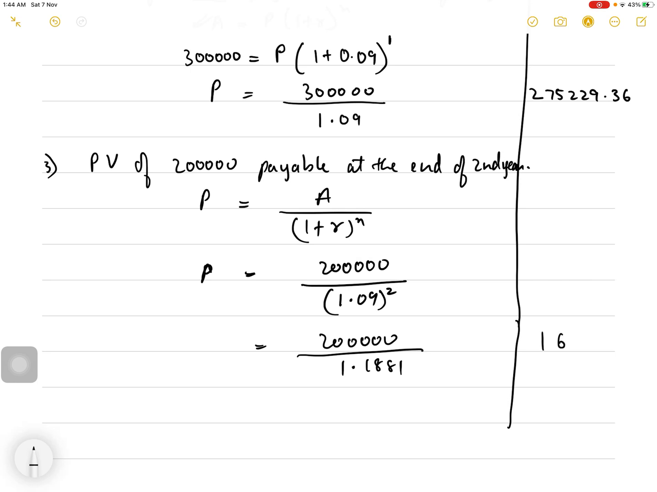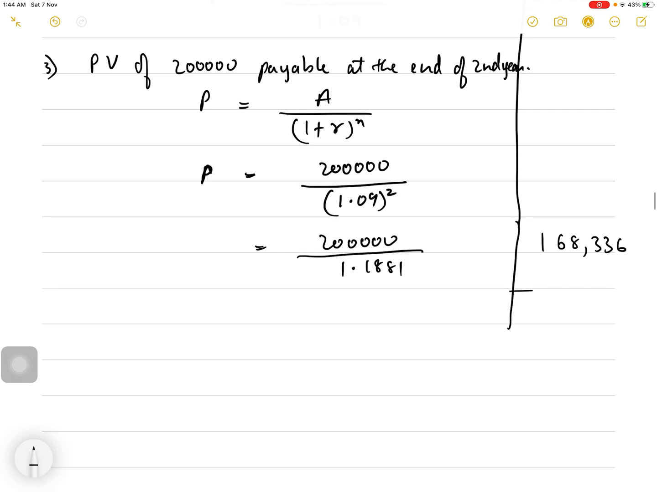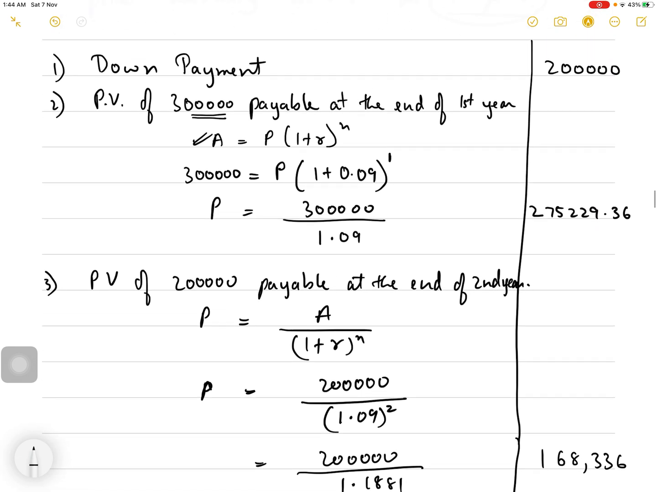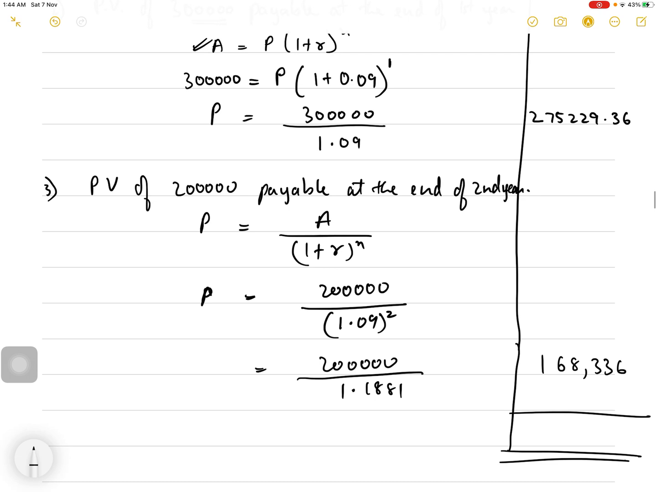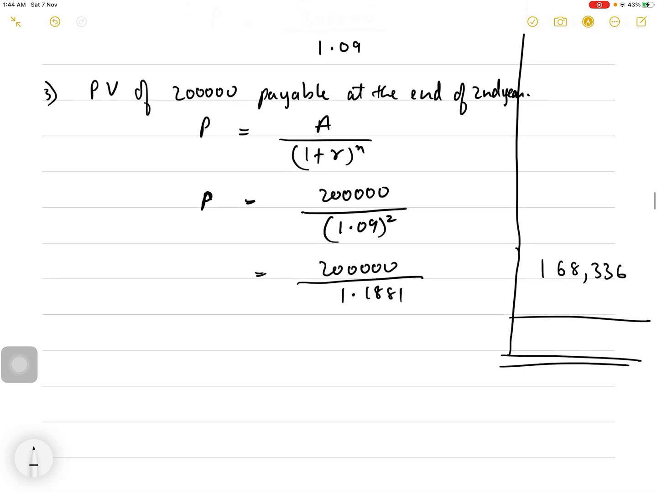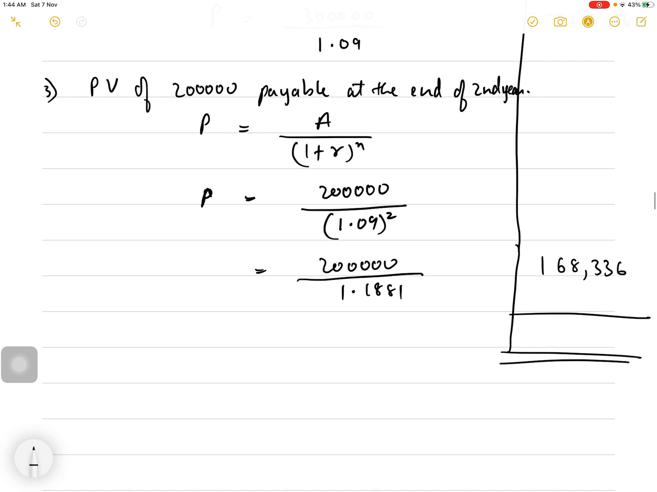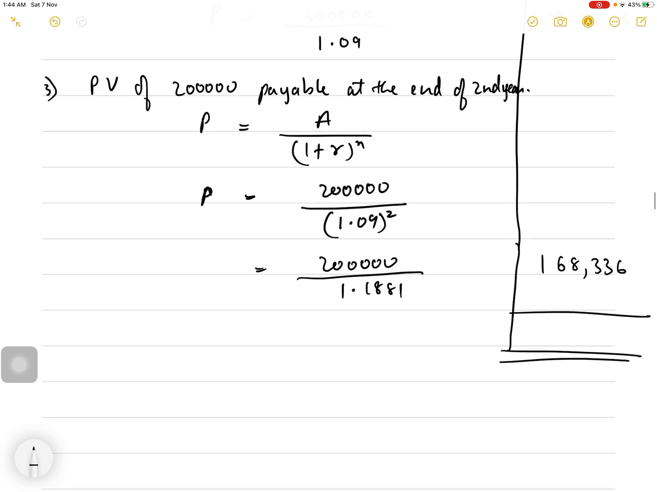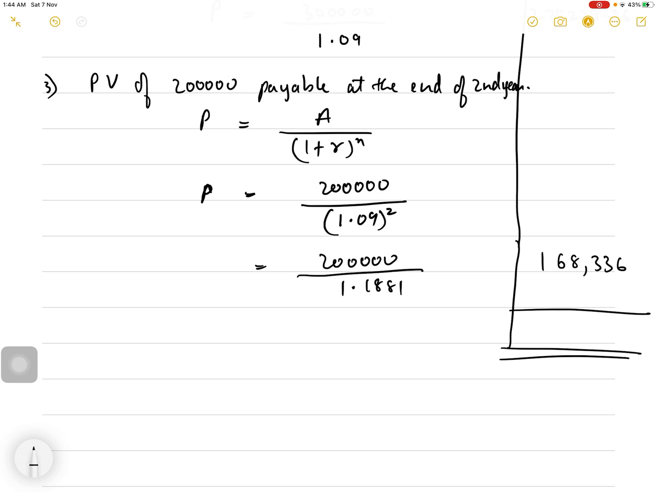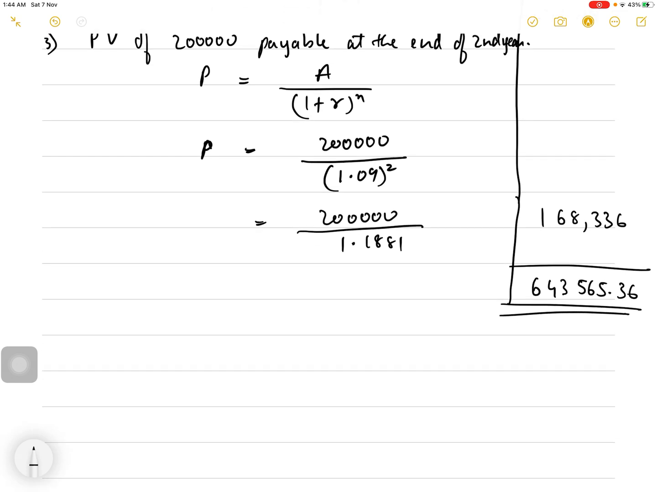So it is 1,68,336. So total this amount, that is 2 lakh plus 2,75,229.36 plus 1,68,336. When you total it, this is going to be your present value of the equipment, which comes to 6,43,565.36. So this is the present value of equipment.